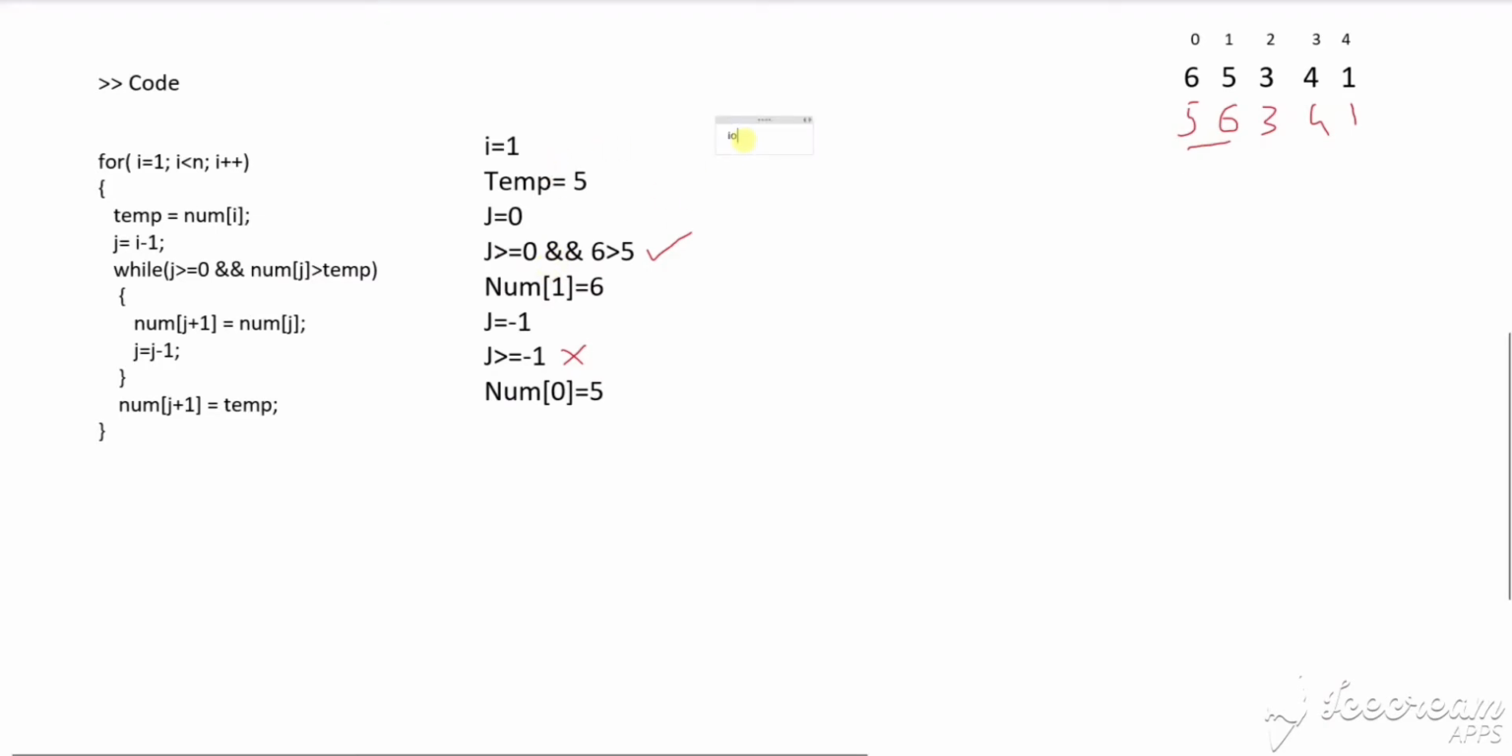So for the second iteration, when I is equal to 2, the temp value will be num of I, that is 3, and j is I minus 1, that is 1. So j should be greater than or equal to 0, j is 1, that is true, and num of j should be greater than temp. Num of j value is 6. 6 should be greater than 3, and that is true. So it will go inside the loop.